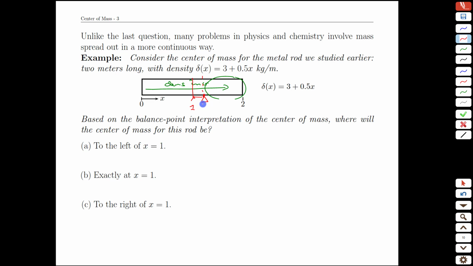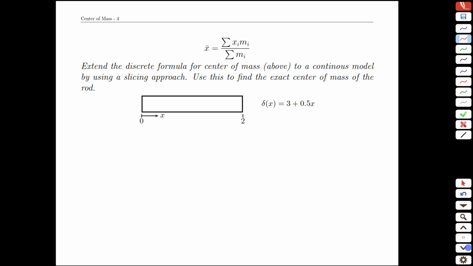But how do we determine exactly where that is? Well, that's going to be the process we used from before of slicing up the total mass and seeing how it applies to the center of mass calculations. If we have discrete masses, we can use the formula that's written up here.